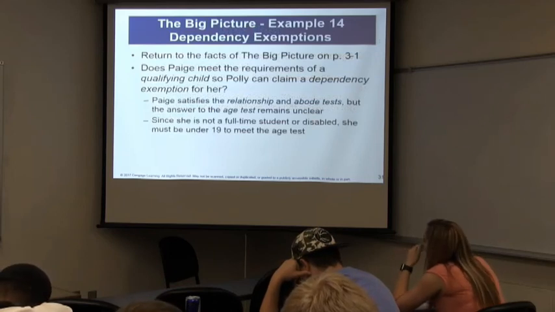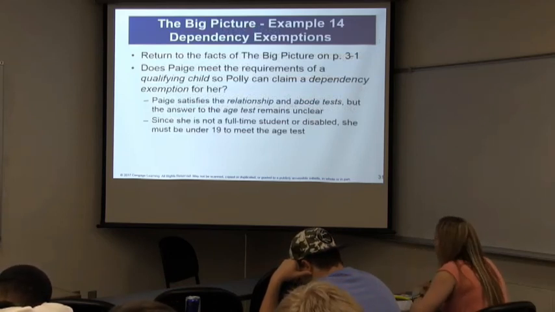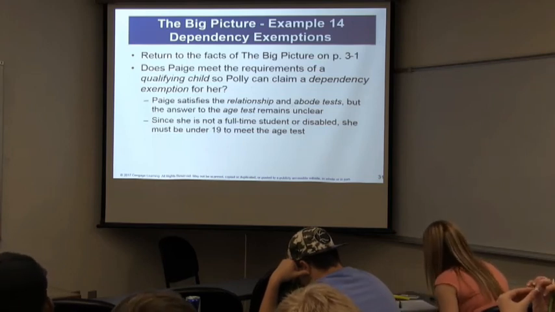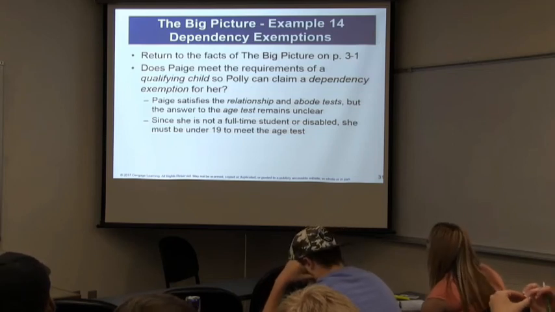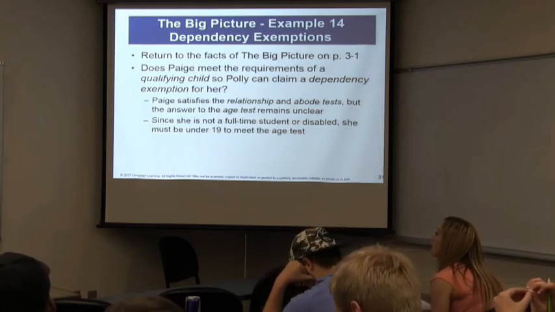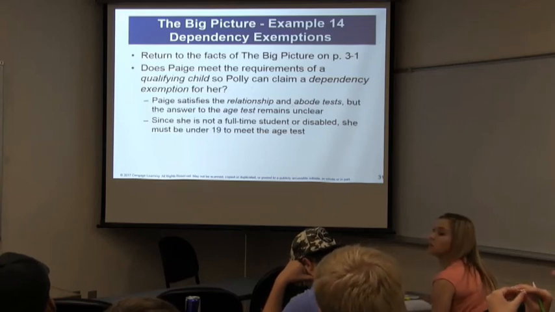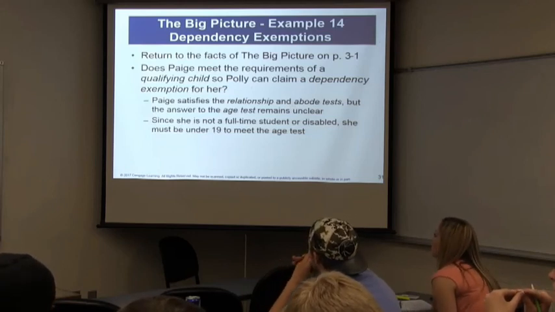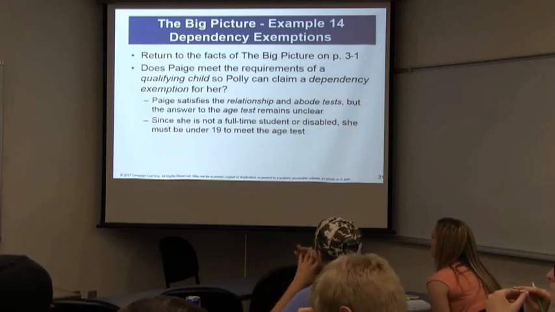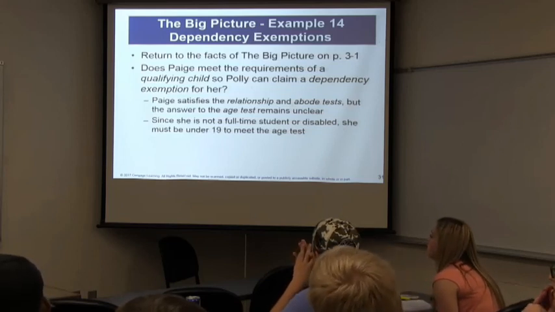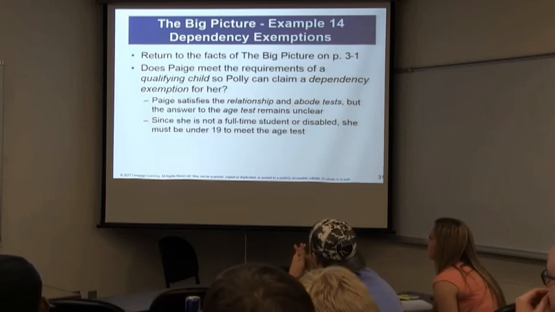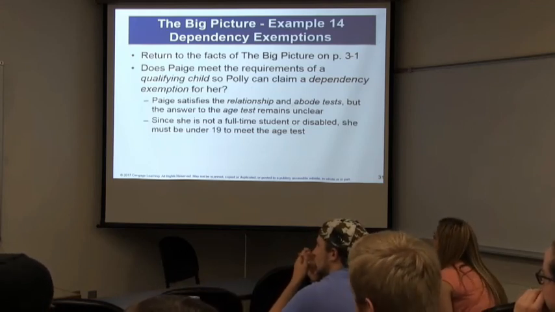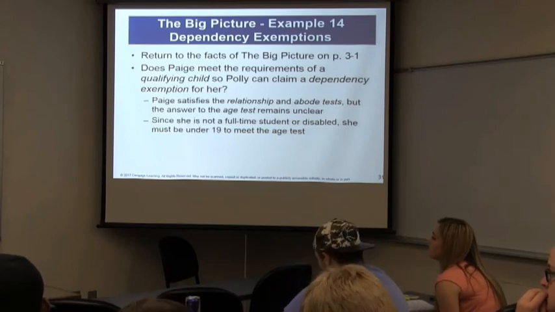So let's go to our big picture facts. So we have Paige. We don't actually know how old Paige is, but we know she's graduated from high school. And we know she's working part-time. She's not in school. So does she meet the age test? We don't really know. Probably not. If she's graduated from high school, she's probably 19 or over. We don't know. But she does meet the relationship test, right? She's her daughter. She does meet the abode test. She lives with mom 100% of the year. So, we don't know. That would be the question.